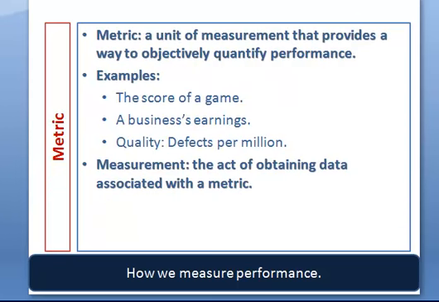Now, a metric is simply a unit of measure and a way to quantify performance. For example, it's the score of the game, or the revenue or earnings that a business has, or the quality level. A measurement is defined as the actual act of obtaining the data. So the metric would be the number of runs, and the measurement would be 5 if we scored 5 runs.